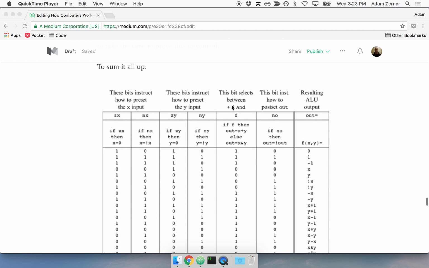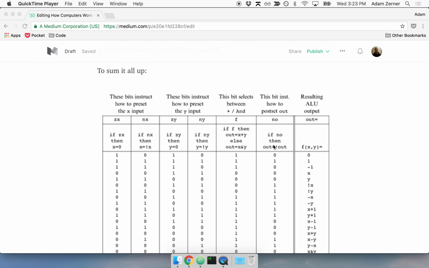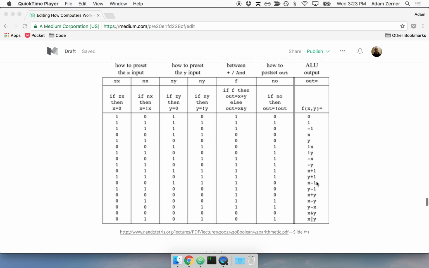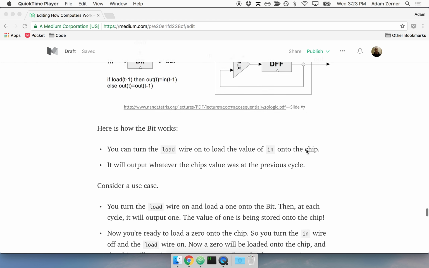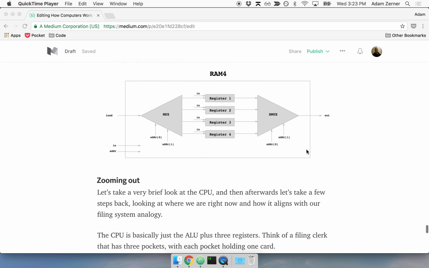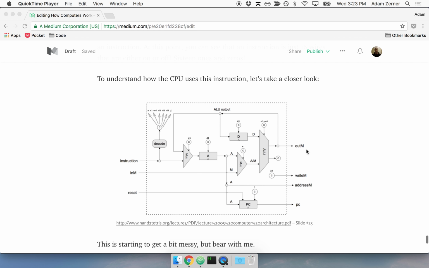And we saw this earlier in this diagram, where depending on which of the wires are on or off, it's going to end up doing one of these different computations, like x minus 1 or y minus x, whatever. Depending on the ones that are on, it's going to perform a certain computation. So if we go back down, we can see that part of the instruction, C1 through C6, get fed in here, and they tell the ALU what to do.